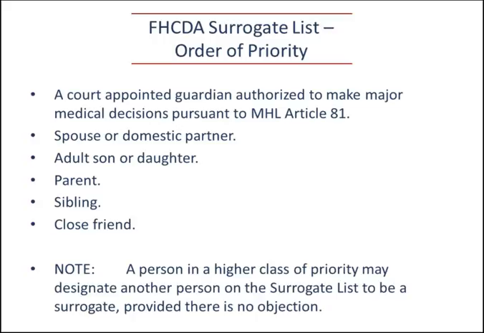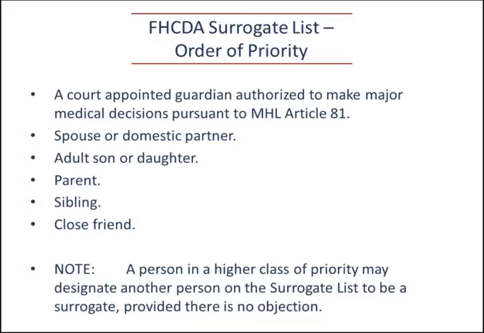So whenever you get a guardianship case, ask the guardian to provide a copy of the court order that lists their powers and look specifically for the power to make major medical decisions. And in that case, they would be the first in order of priority as a surrogate. Next on the list is a spouse or domestic partner, then adult son or daughter, then parent, sibling, and close friend in that order. And you'll notice that there's no order of priority among the siblings or among parents. They all are on the same plane.